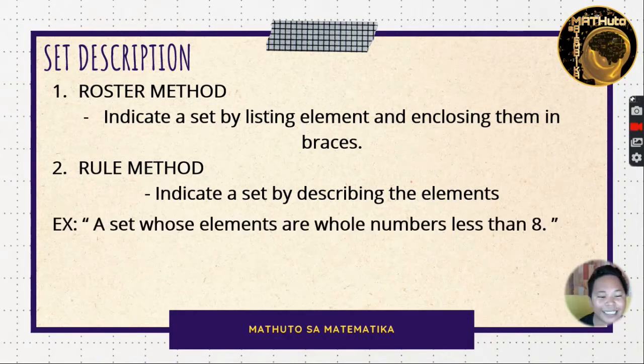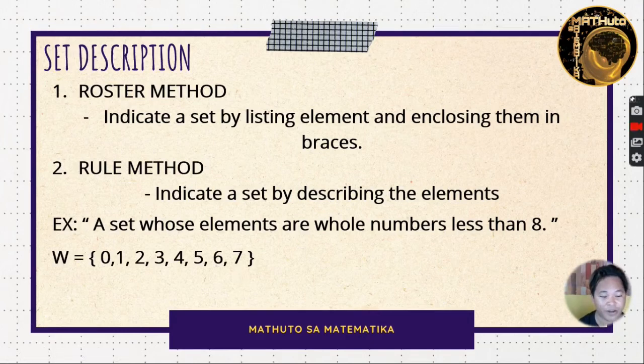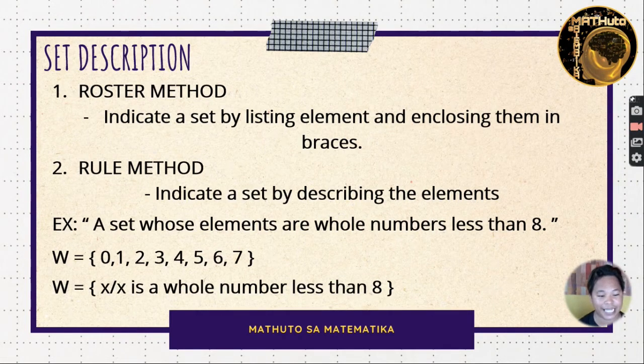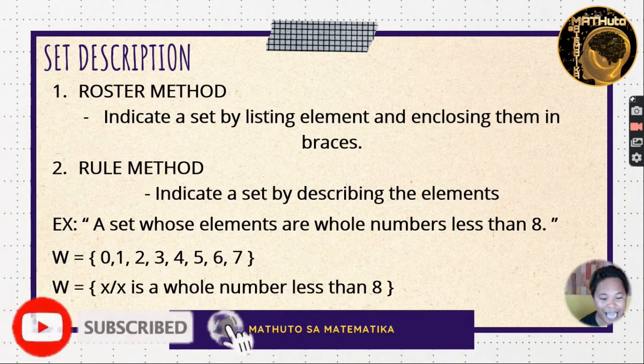So, let's have a set whose elements are whole numbers less than 8 po. Then, we have set W contains 0, 1, 2, 3, 4, 5, 6, 7. So, these are whole numbers less than 8 po. This is written or described using the roster method po. If we're going to describe the set using the rule method, we write it using a brace and we are going to read it as x such that x is a whole number less than 8.